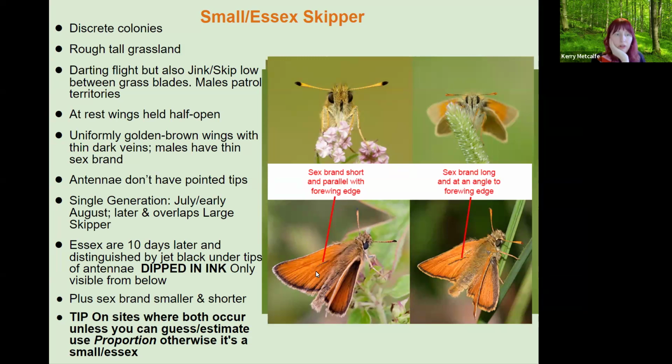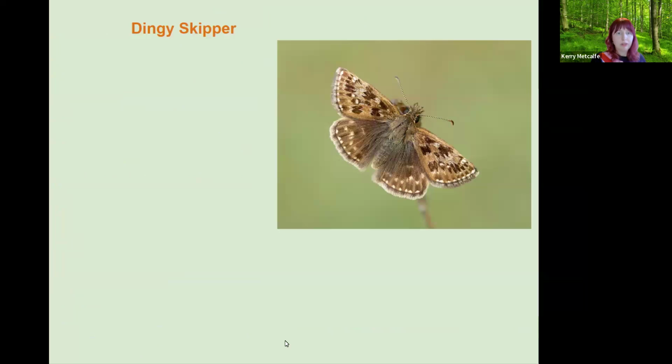So as Nick's put here, on sites where you have large, small, and Essex, the easiest way to tell them apart is that a large skipper will have the checkered upper wing, whereas small and Essex won't. And if you're really not sure, use Nick's suggestion for proportions. Yeah, so that was a quick run through that. Any questions on the small and large skippers?